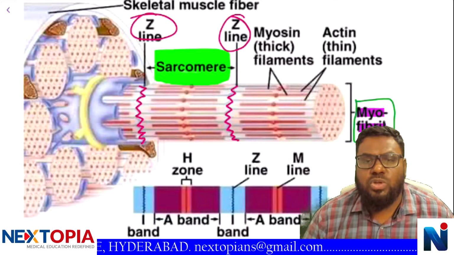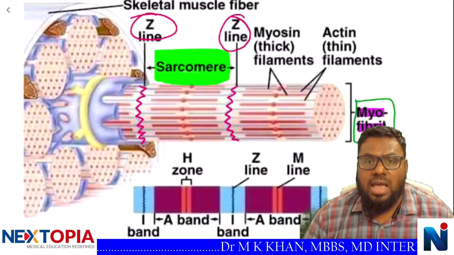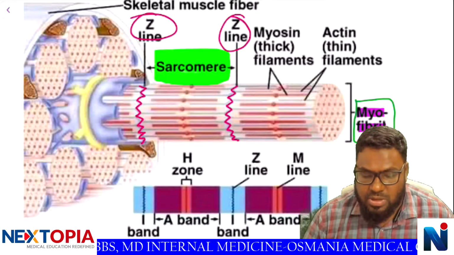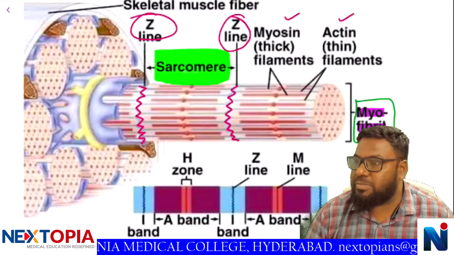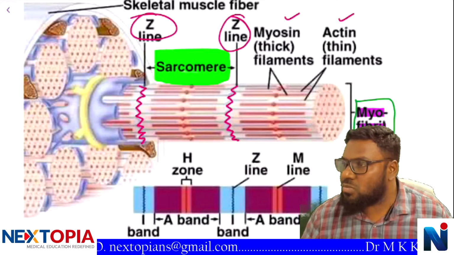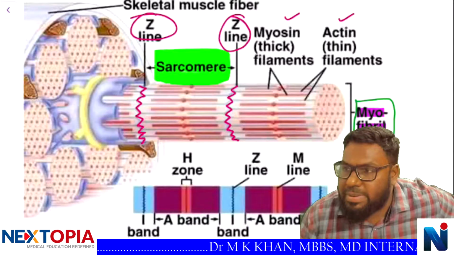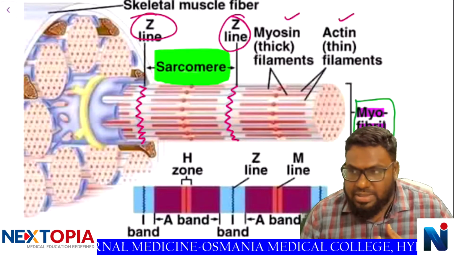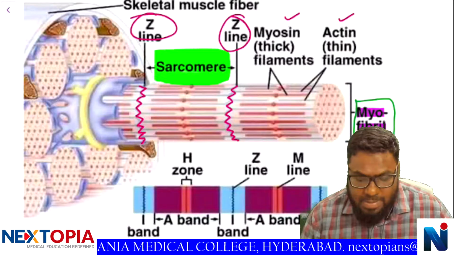Each sarcomere is composed of filaments which create bands. These filaments are of two types: the thick filament and the thin filament. The thick filament you call myosin, and the thin filament you call actin. Myosin and actin are arranged in such a manner that they create certain zones and bands.